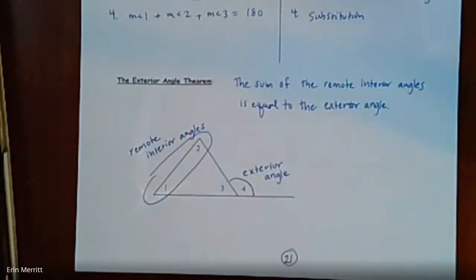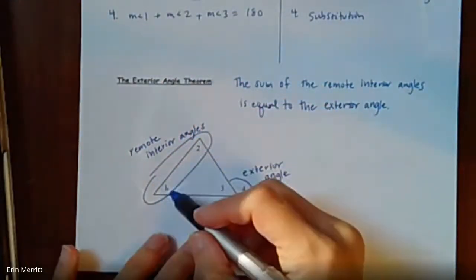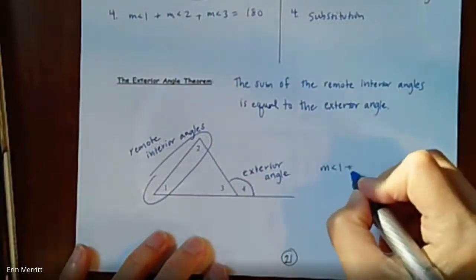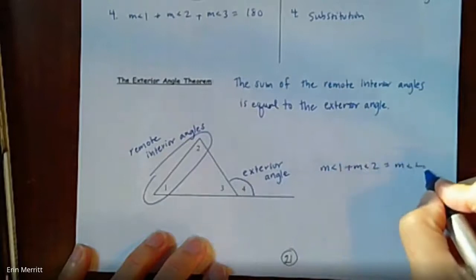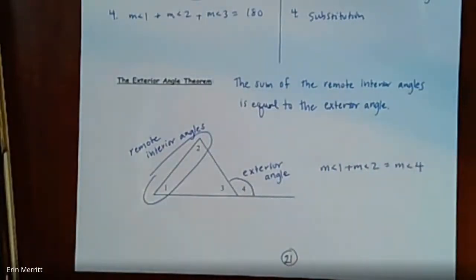So what does it mean in a little bit of a simpler terms? If I add up angles 1 and 2, it will be equal to the measure of angle 4. Every time, which is kind of cool. And we can prove it. Right? Before we look at a proof for it, though, let's just do some quick practice with it.